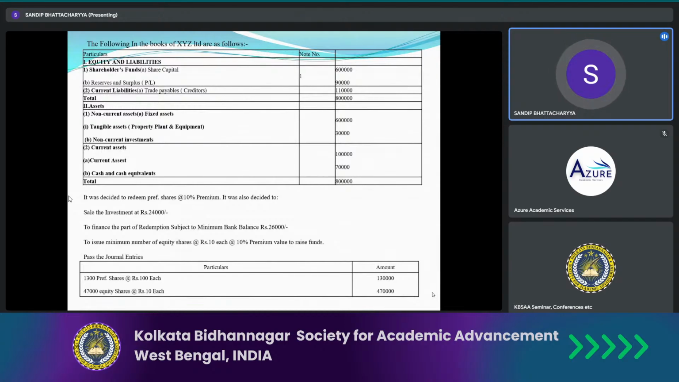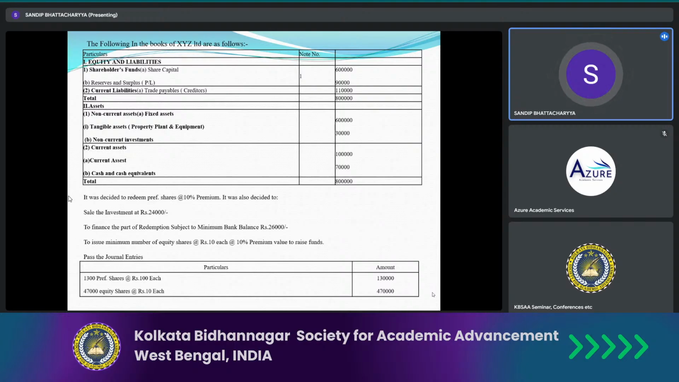And to issue the minimum number of equity shares of 10 each at the rate of 10% premium to raise funds. So, my dear students, can you classify which category this sum is? Whether it is out of profit or out of fresh issue. It must be out of fresh issue of stock, because you do not have a sufficient amount of liquidity to meet the redemption. You must issue a minimum number of equity shares. How many equity shares? That is not mentioned. That will be calculated.